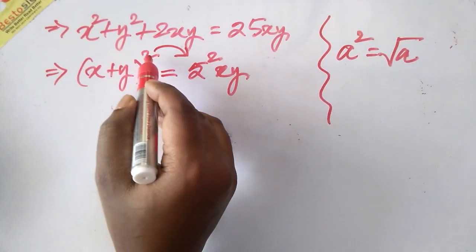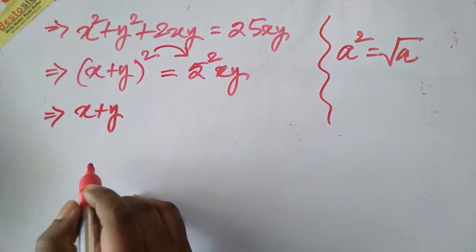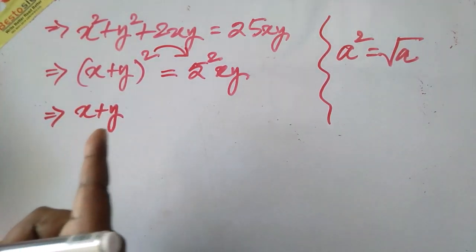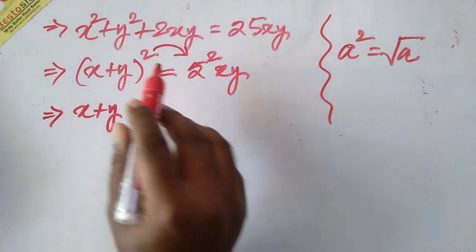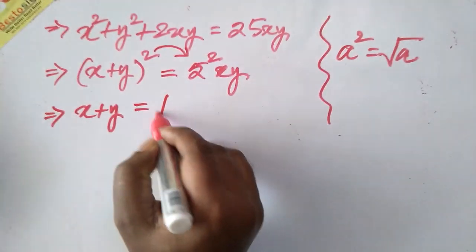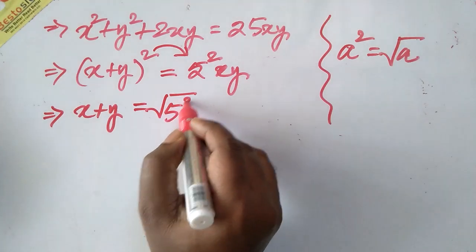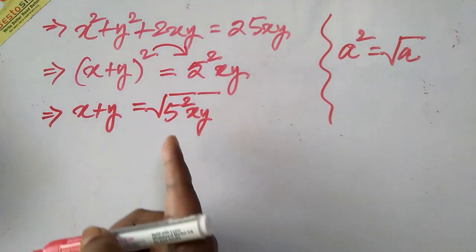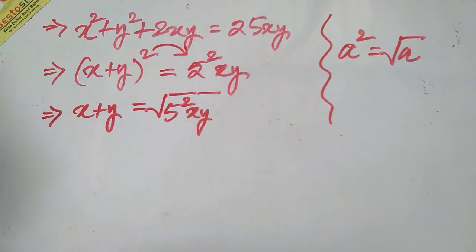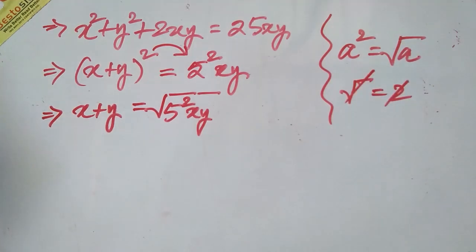Like I said, we'll be moving this square to the other side, and when we move that square to the other side, on the left hand side we are left with x plus y. When we move the square to the right hand side, it will become a square root. That means we can write it as square root of 5 square xy. Now you also remember that square root and square can be cancelled.